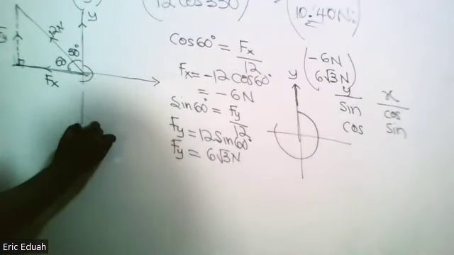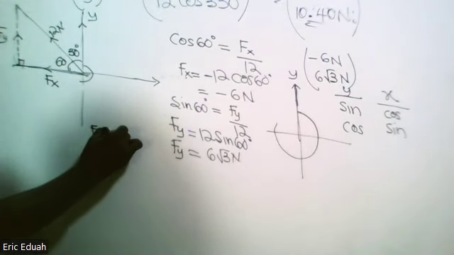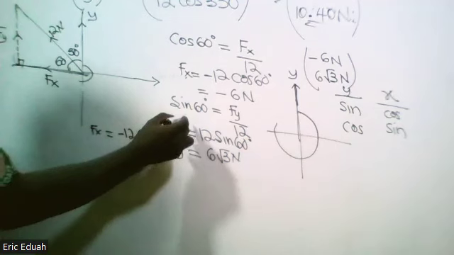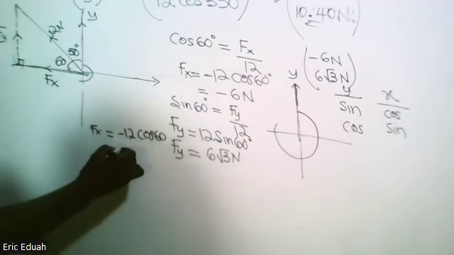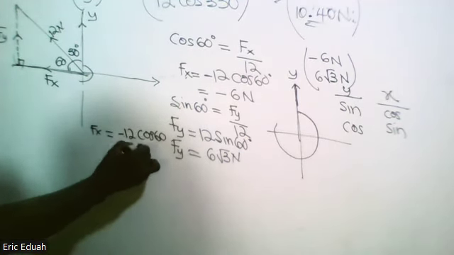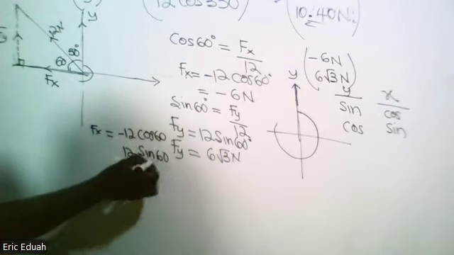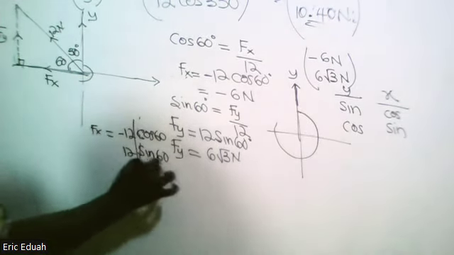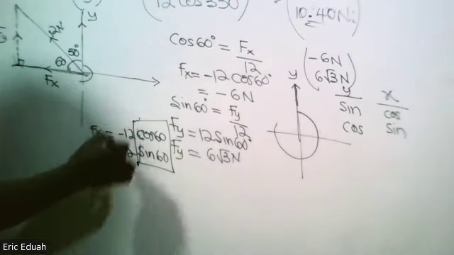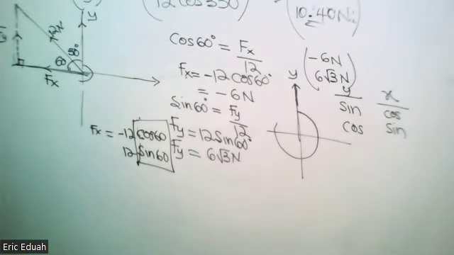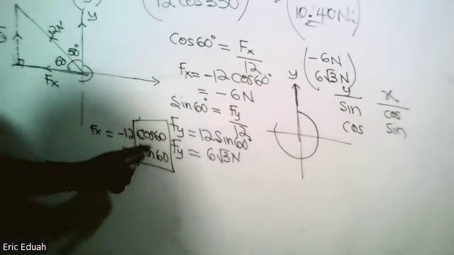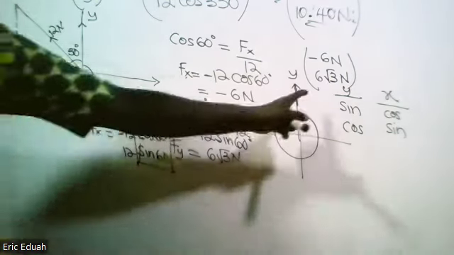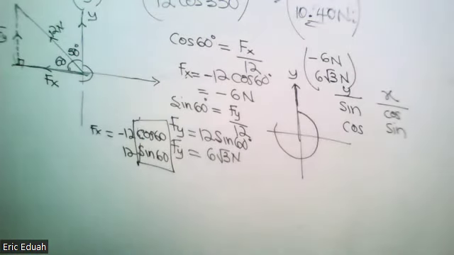Fx is equal to minus 12 cos 60. And then Fy is 12 sine 60. And this part confirms that if the angle is to the x, it is cos, sine. If it is to the y, it is sine, cos. Therefore, is it understood?